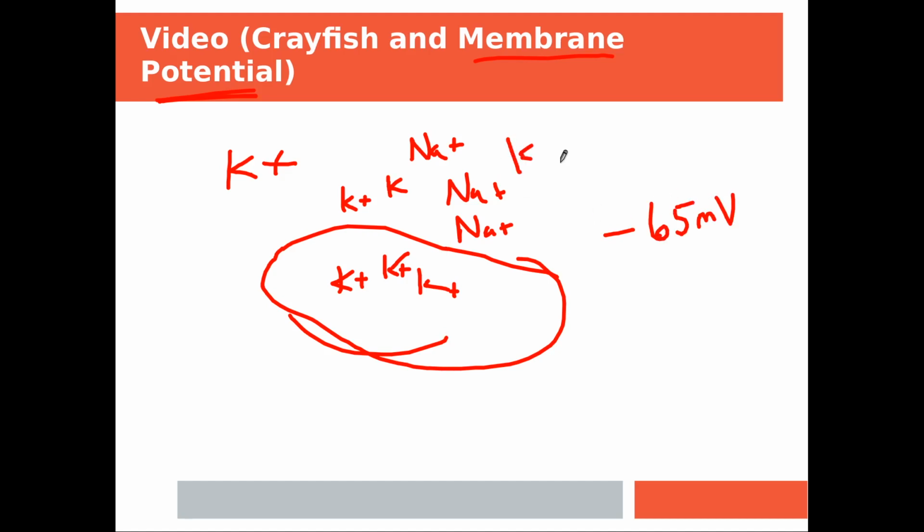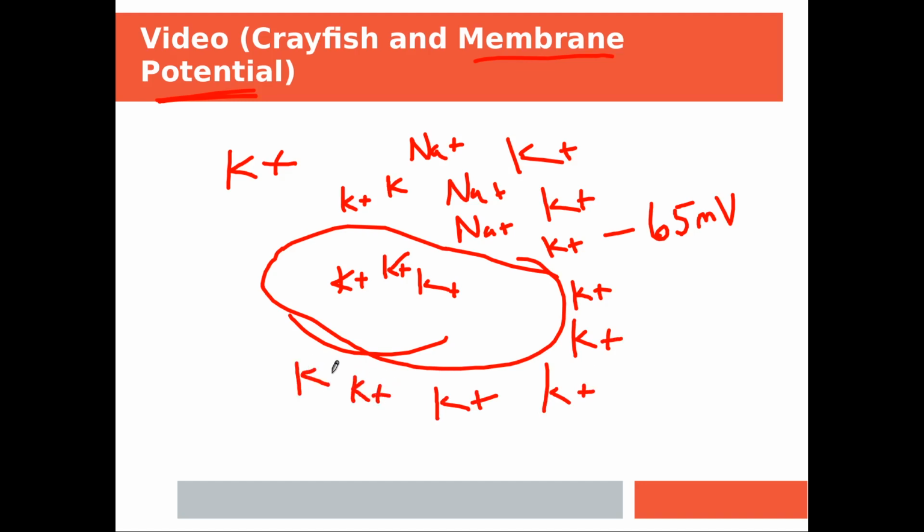But if you just add chemicals, you just add extra potassium. You force someone to eat 1,000 bananas, right? And you just add lots and lots of potassium outside. What happens? What do you think will happen?